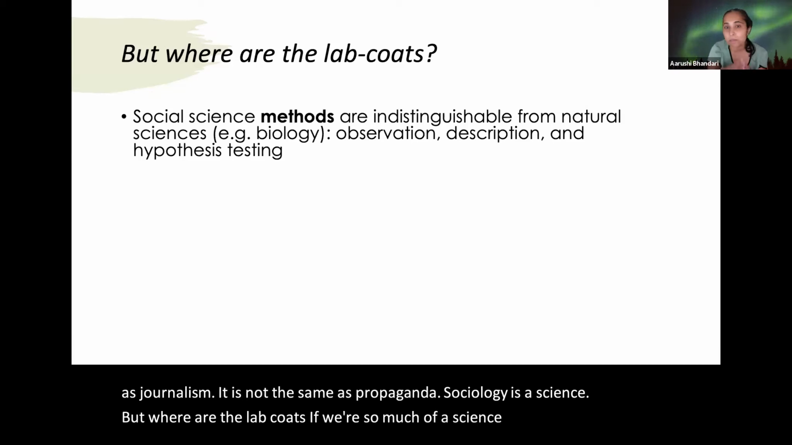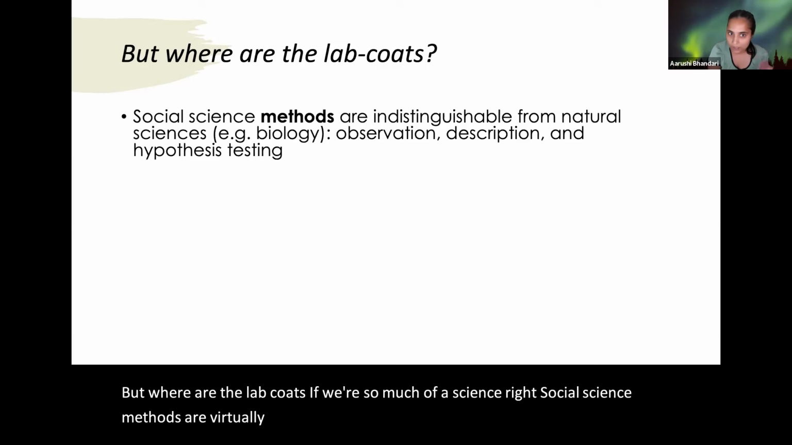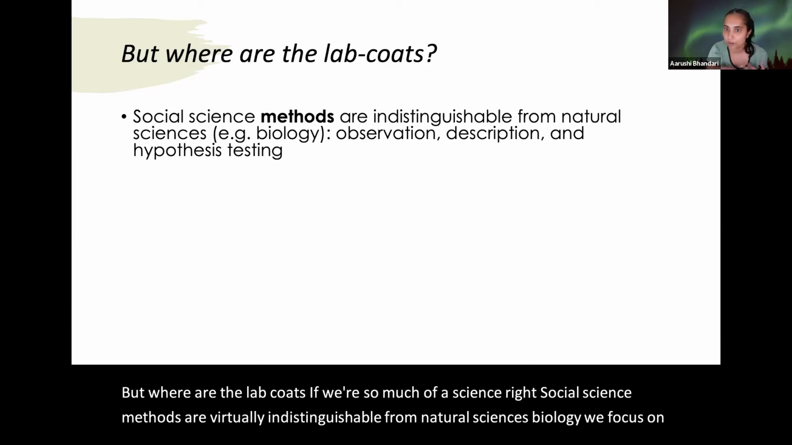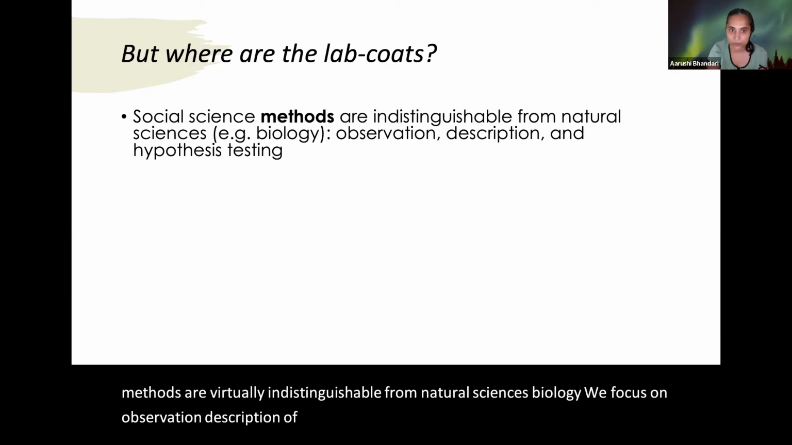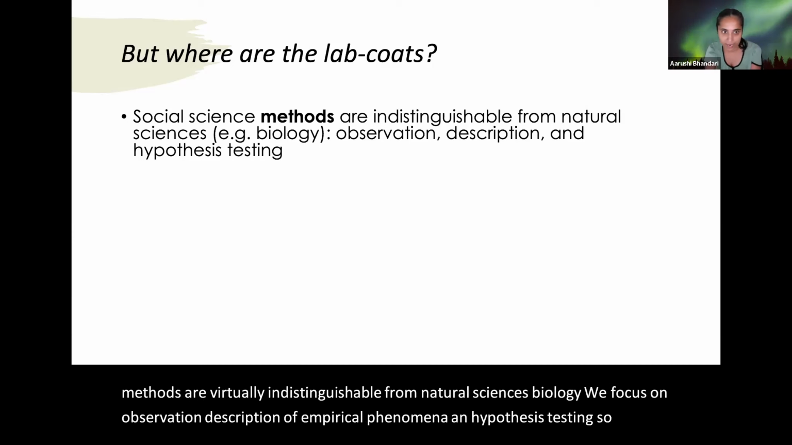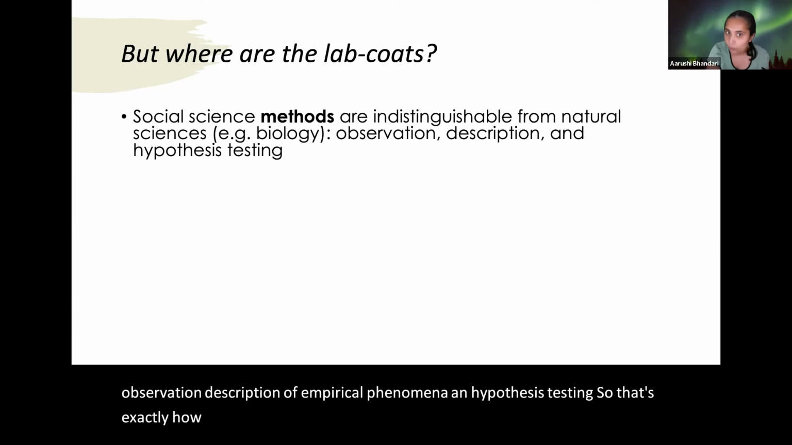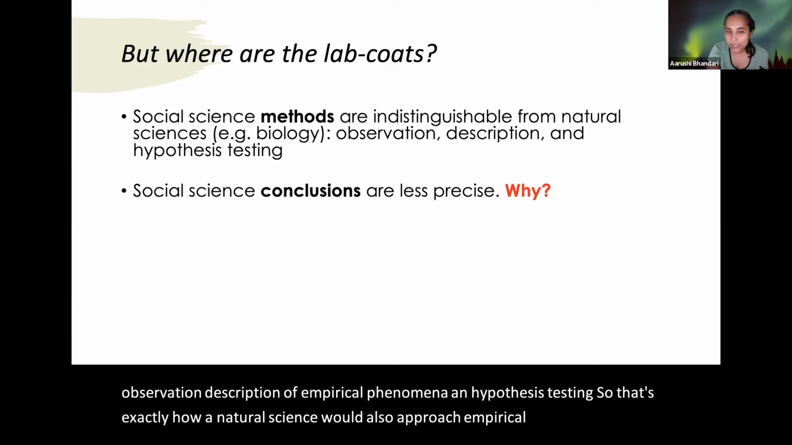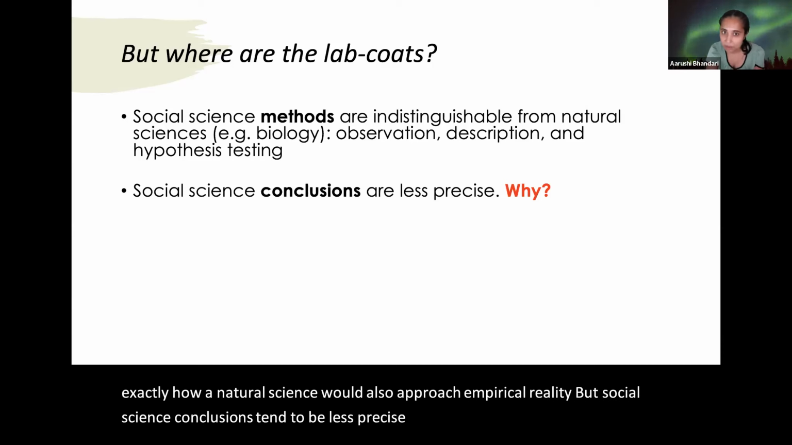Social science methods are virtually indistinguishable from natural sciences like biology. We focus on observation, description of empirical phenomena, and hypothesis testing. So that's exactly how a natural science would also approach empirical reality. But social science conclusions tend to be less precise than natural science. So that's maybe the biggest difference.